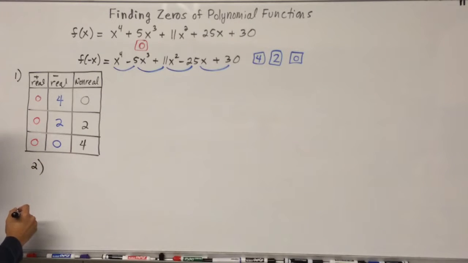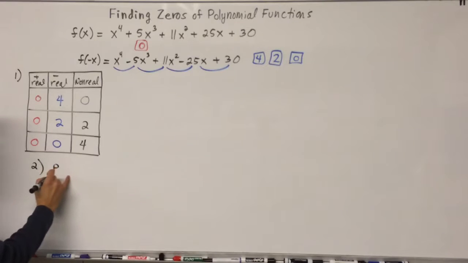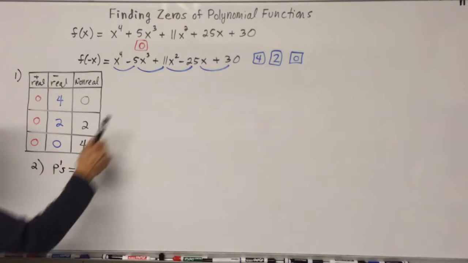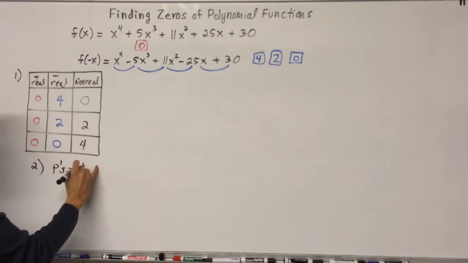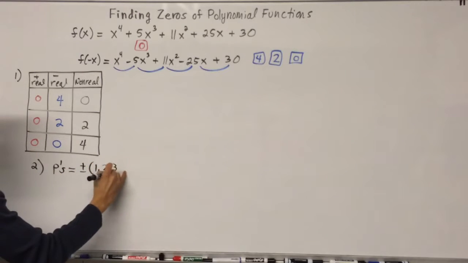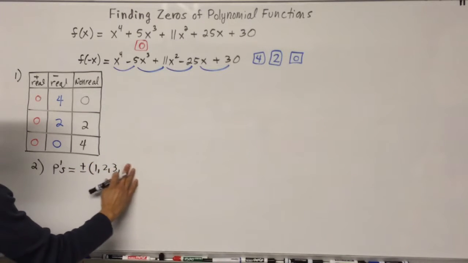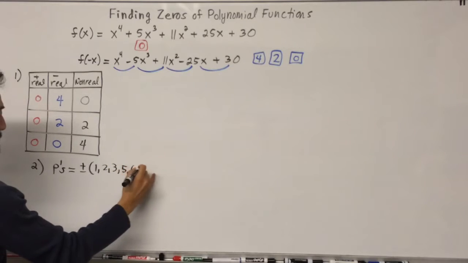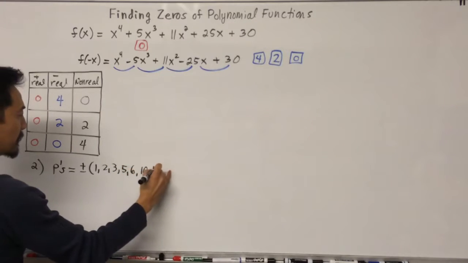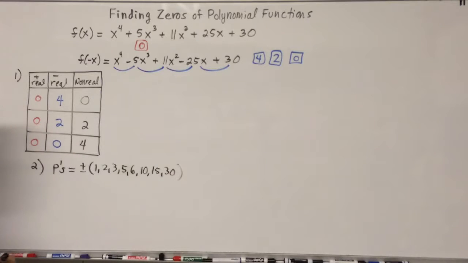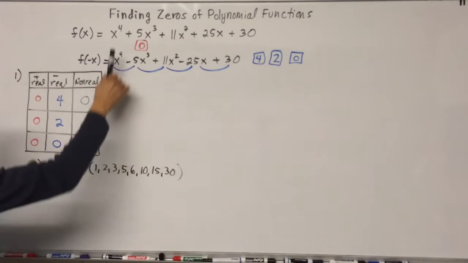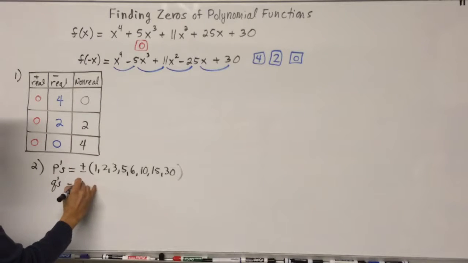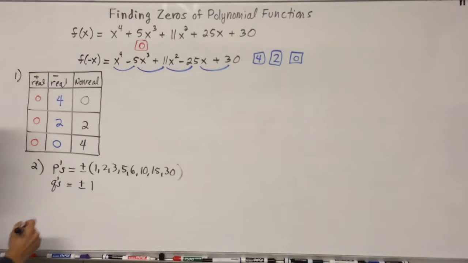Okay. And then we're going to need to find our list of p's and q's. The p's are going to be the factors of 30. So I'm going to have 1, 2, 3, 5, 6, 10, 15, and 30. And then the q's will be the factors of the leading coefficient, which will just be 1.